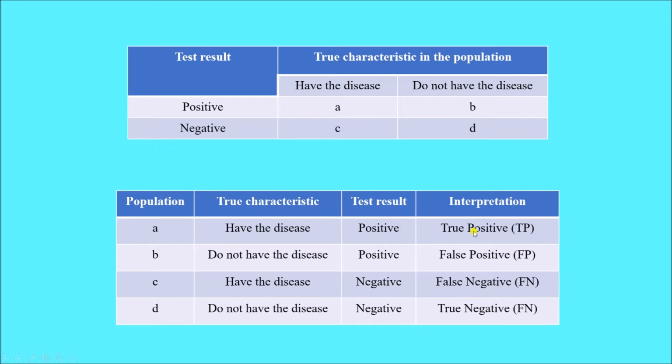So true positive means these people have tested positive and they are actually suffering from the disease. False positive means they have tested positive, but since this is false, that means they are actually not suffering from the disease. What about false negative? That means they have tested negative, but this is false. So it means they are actually suffering from the disease. And what about true negative? It means they have tested negative and they are actually free from the disease, or they are not suffering from the disease. So this is all about the true positive, false positive, true negative and false negative.